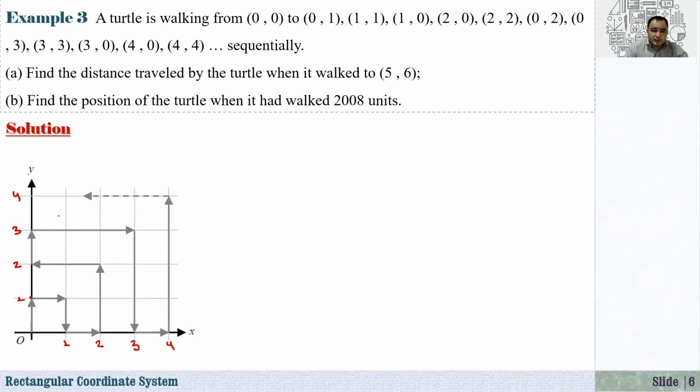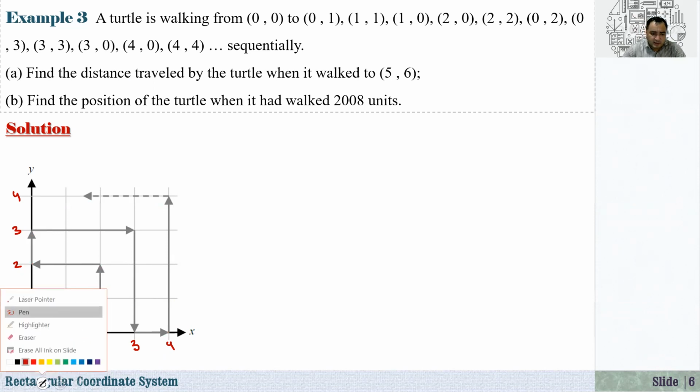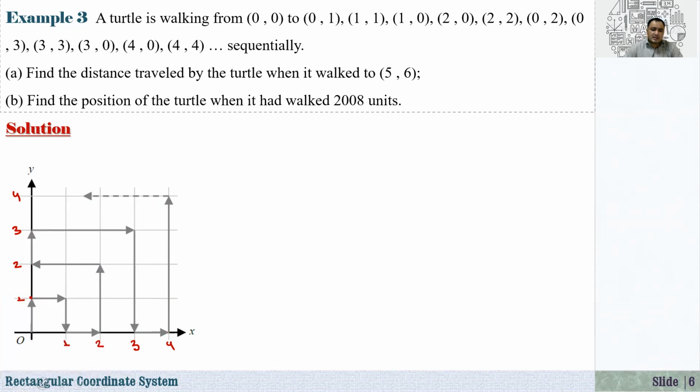First, it moves from (0, 0) to (0, 1), then to (1, 1), right? And after that from 1 to 2, and it walks up, left, up, right, down, right, up, left, and so on. So what is the question here? Find the distance traveled by the turtle when it walked to (5, 6). To do this, let's first make some observations.